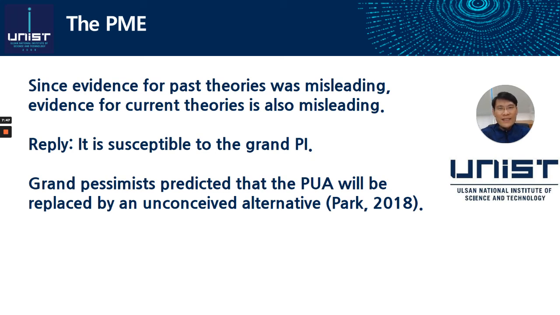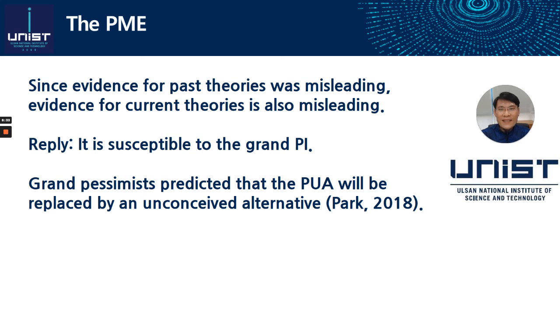The problem of misleading evidence holds that since evidence for past theories was misleading, evidence for current theories is also misleading. The problem of misleading evidence is intended to improve upon the problem of unconceived alternatives. My response to the problem of misleading evidence is to argue that it is susceptible to the grand pessimistic induction, according to which, since the classic pessimistic induction and the problem of unconceived alternatives are infinitely problematic, their successors, including the problem of misleading evidence, are also infinitely problematic.